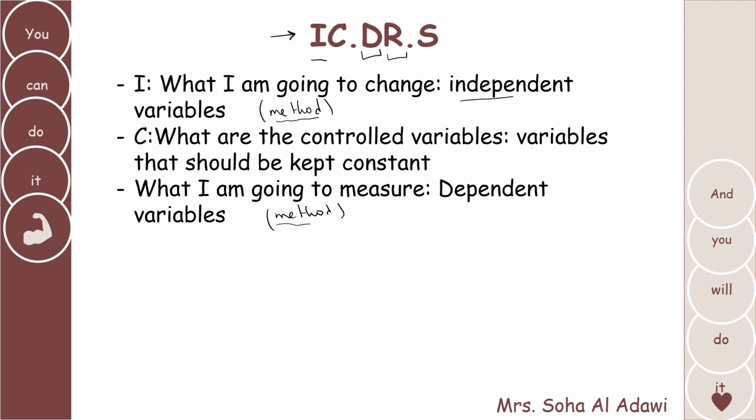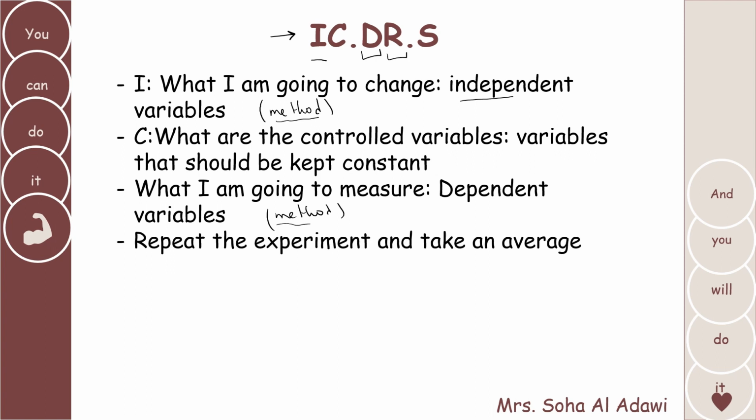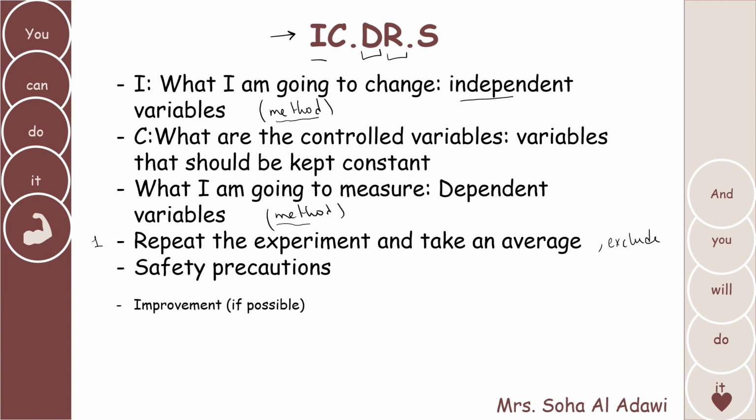And now R in DR is you have to say this sentence. Repeat the experiment many times, 2 or 3 times. Take an average and exclude anomalies. So this is 1 mark. You can always use it in your experiments. And finally, S stands for safety precautions, like wear a lab coat, tie your hair back, wear goggles. Okay? And then, if possible, you can mention the improvement.